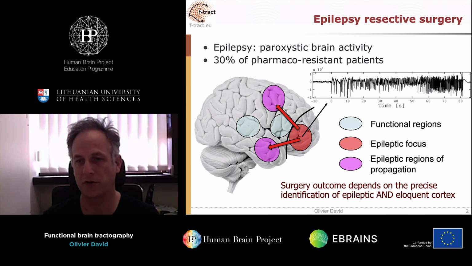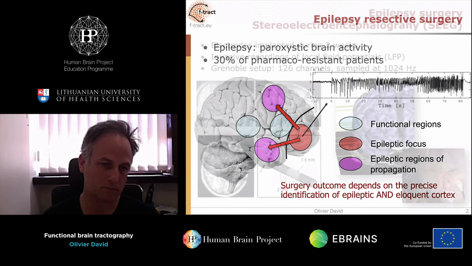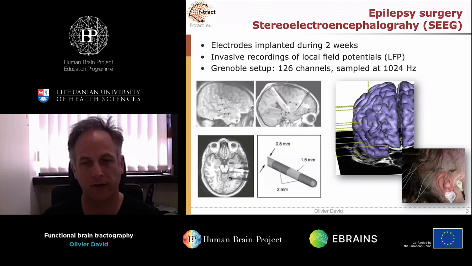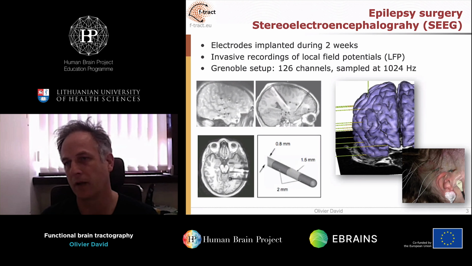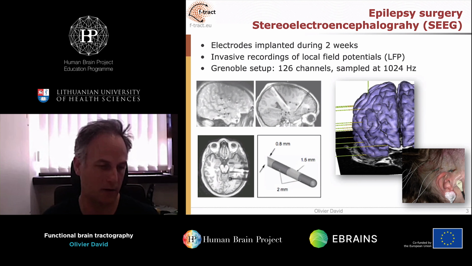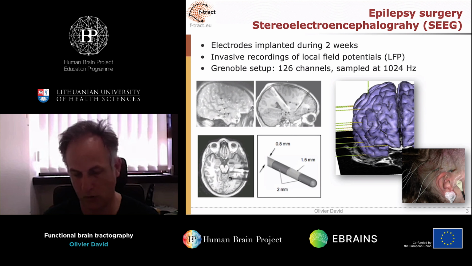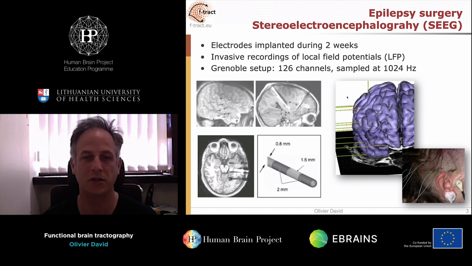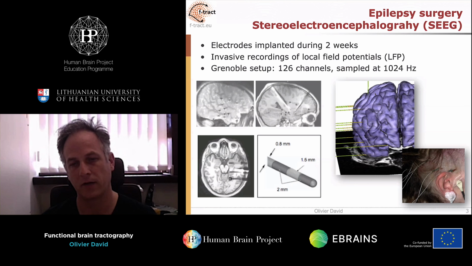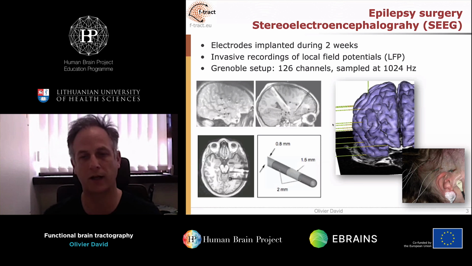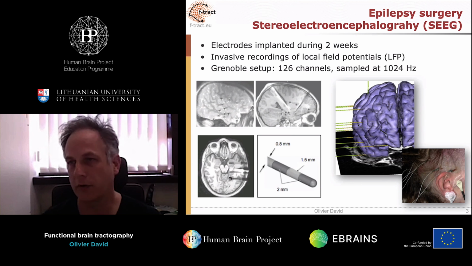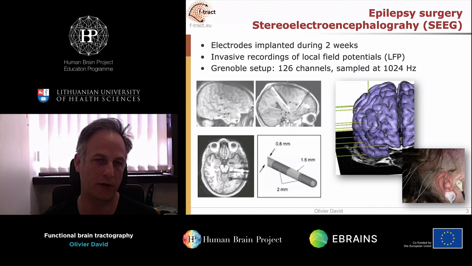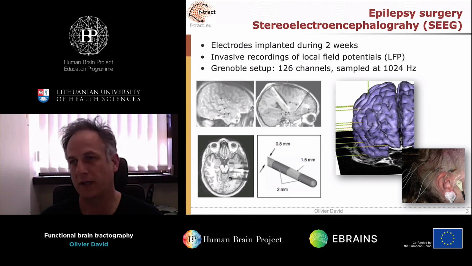So we can record seizures like this one here. Those electrodes can be on the cortex, but nowadays stereoelectroencephalography, SEEG, is more and more used, in which we put electrodes directly in the brain, not only on the surface, and we can have up to 250 electrodes in the brain. The patient will keep those electrodes for up to 2 weeks.